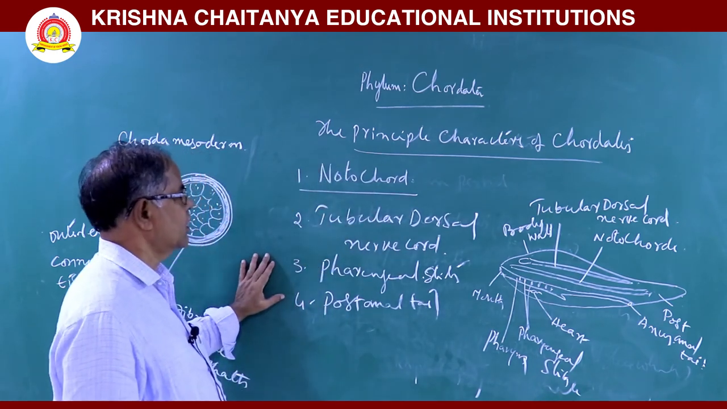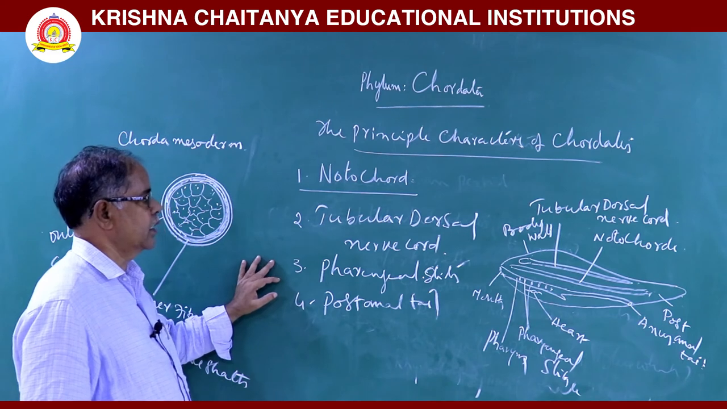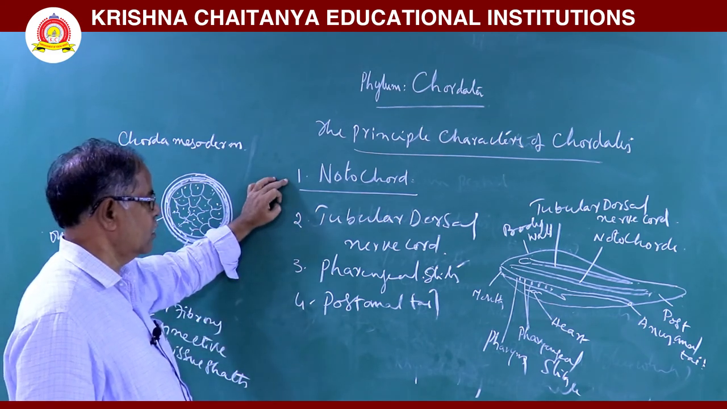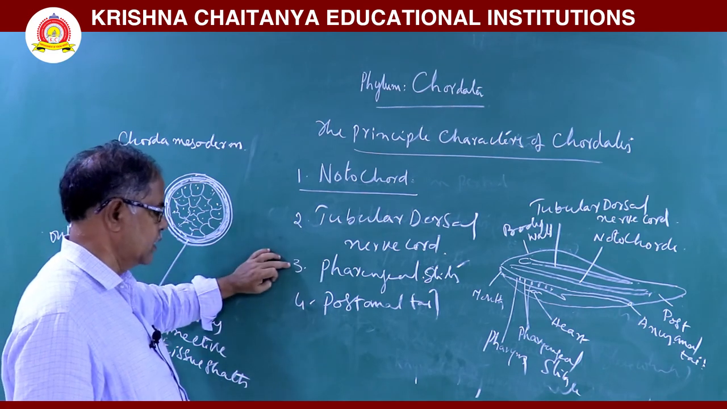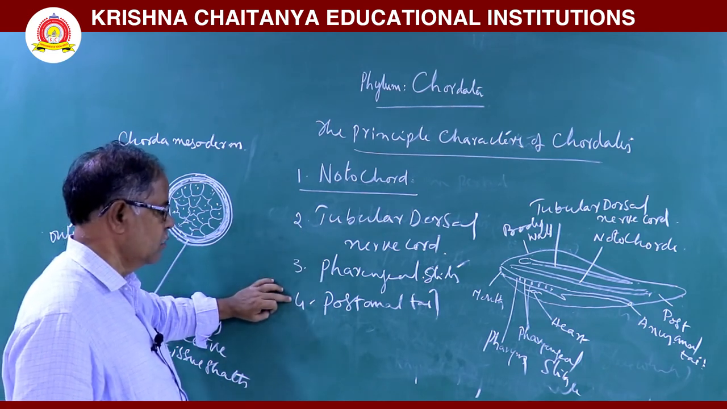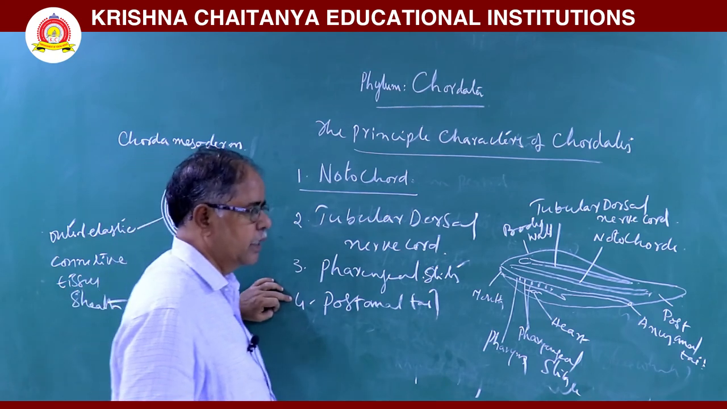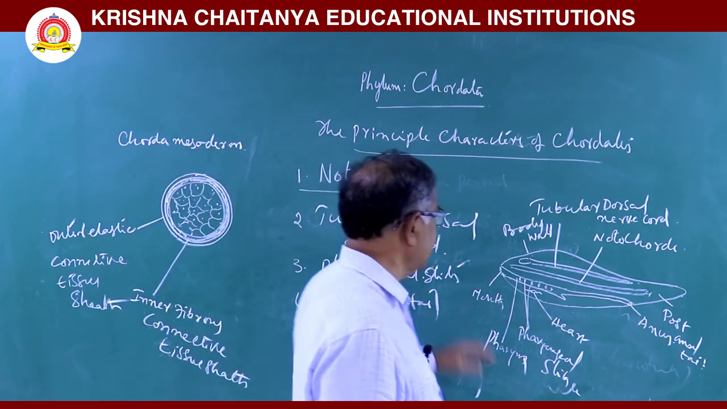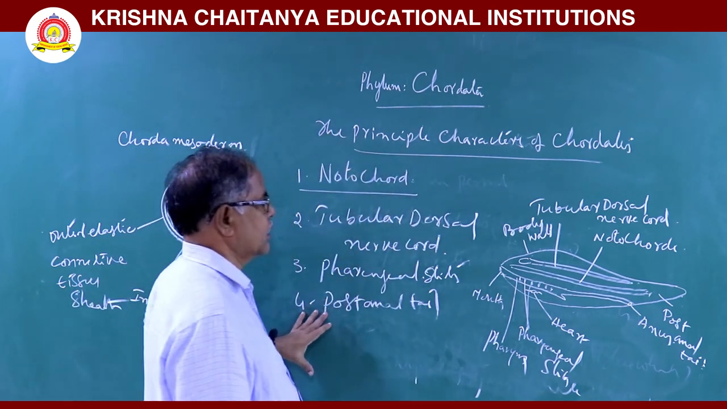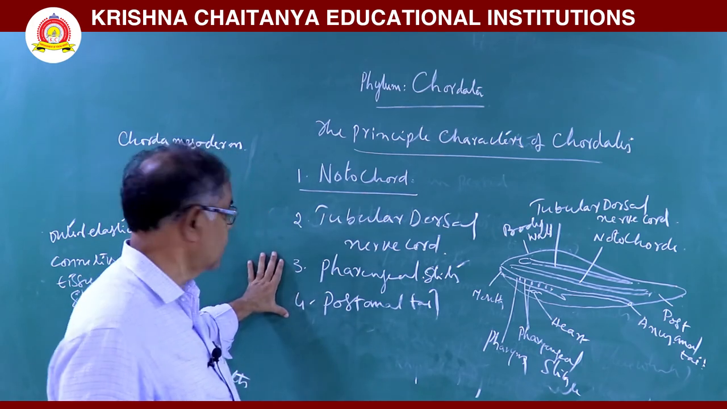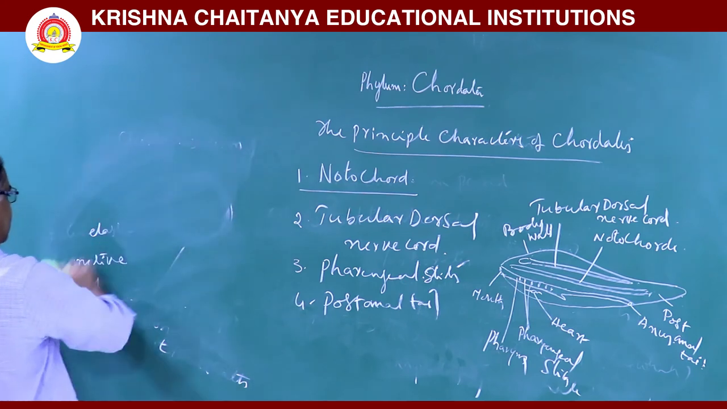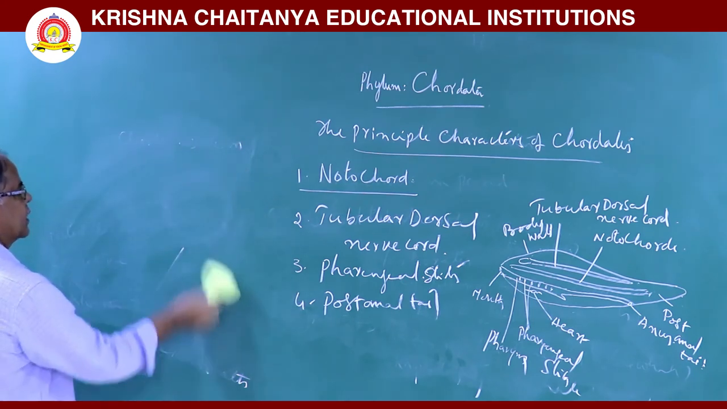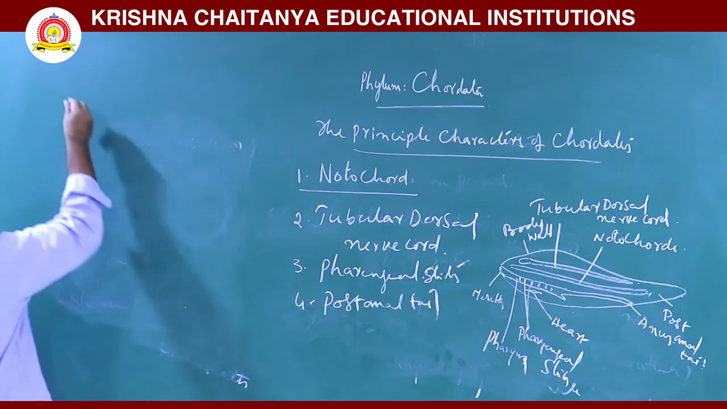So, in chordates, four principal characters are there. One is possessing a notochord. Second is a tubular dorsal nerve cord. Third is pharyngeal slits. Fourth is a post-anal tail. Besides these four principal characters, chordates have other characters.